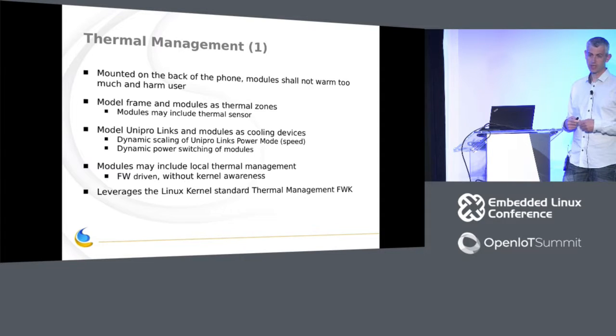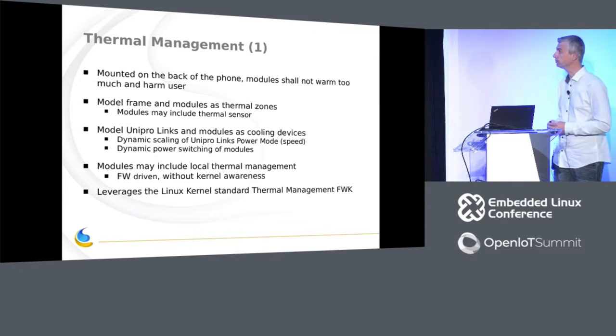The modules that may have thermal issues should include a thermal sensor. And the idea is to integrate the standard Linux thermal management framework, modeling modules, as well as the frame, as thermal zones and cooling devices. And also we will use the ability of the UniPro network to scale the speed as a cooling device. By reducing the speed of the UniPro network, we will also decrease the heat dissipation.